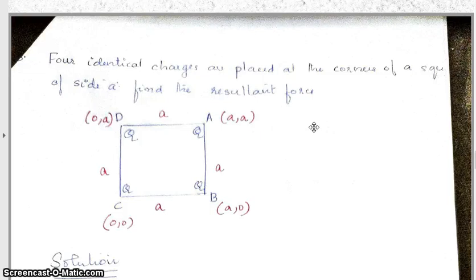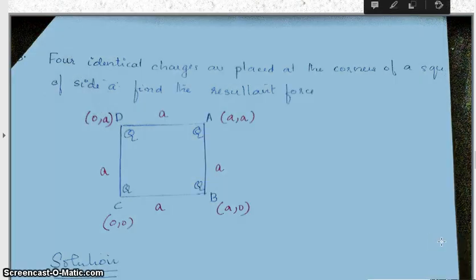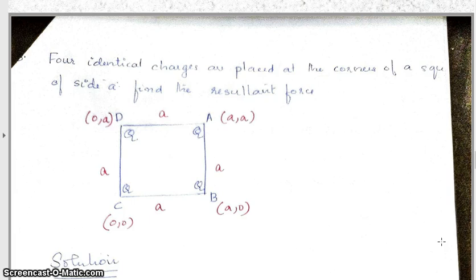Now next question. Four identical charges are placed at the corners of a square of side A. Find the resultant force. So this is a diagram. We have a square with corners A, B, C, D, and identical charges Q placed at each corner, and the side of the square is A. Now you are asked to find the resultant force.